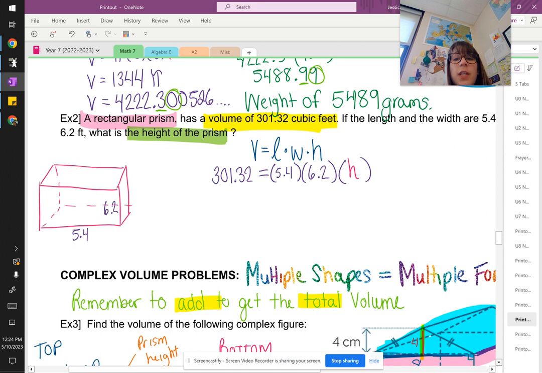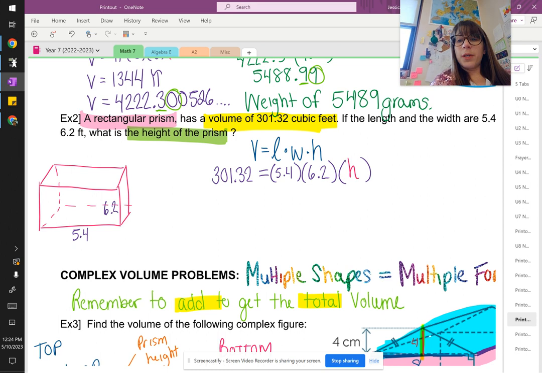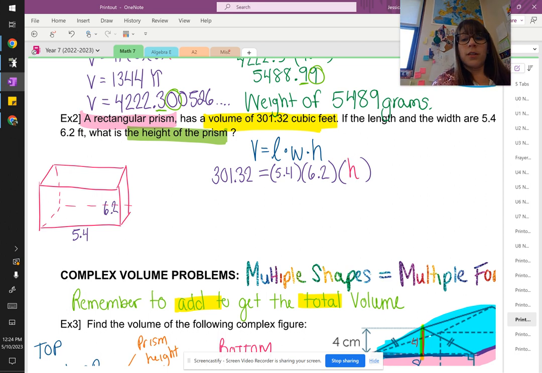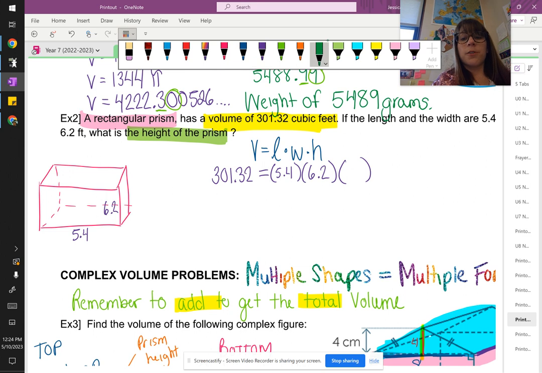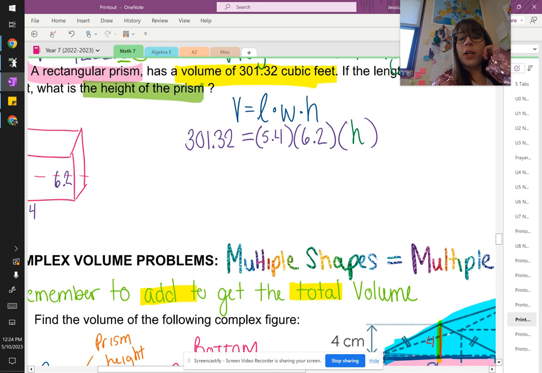And for H, I'm just leaving H. You could absolutely use any variable that your little heart desires. I'm going with H because that stands for height, and that will kind of remind me that I'm finding the height. Now, two options of math that you can do here to solve this equation.